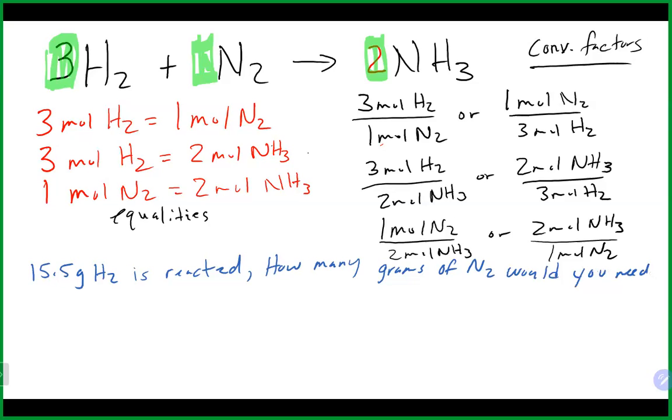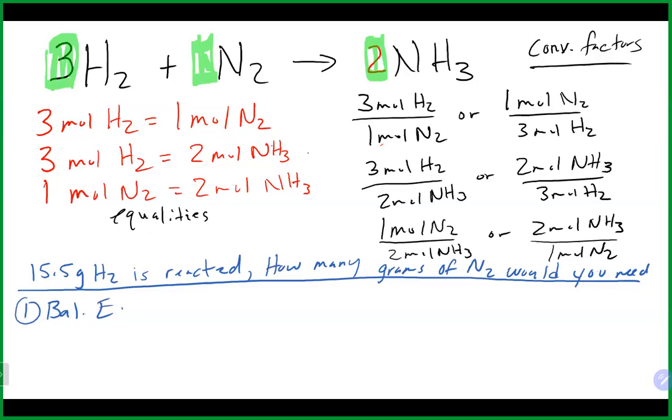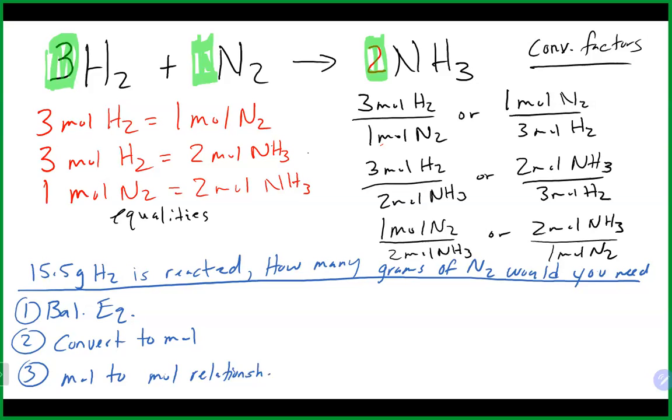So I'm going to give you a couple of things. First off, obviously here, we want to follow our 4 steps. So the 4 steps is, again, to balance the equation, to convert to moles, to do the mole to mole relationship from the equation, and lastly, convert moles to some other unit.